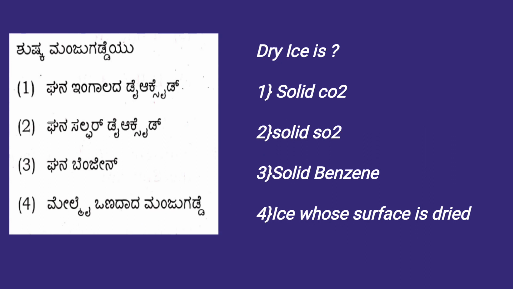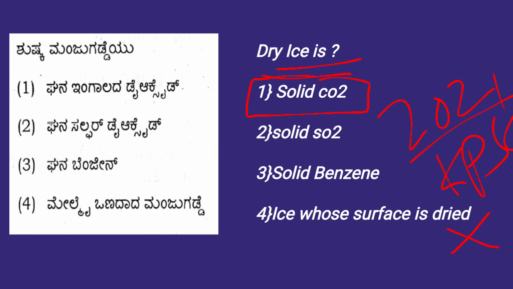Let's move on to the second question. Dry ice. What is dry ice? This has been asked in the 2021 Group C examination of KPSC. The question is, what is dry ice? Options are solid CO2, solid SO2, solid benzene, or fourth one, ice whose surface is dried. See, you can easily eliminate the fourth option because this is nowhere related to dry ice. And this is a straightforward question. The answer here is solid CO2. You can read the question in Kannada. It has been provided here.